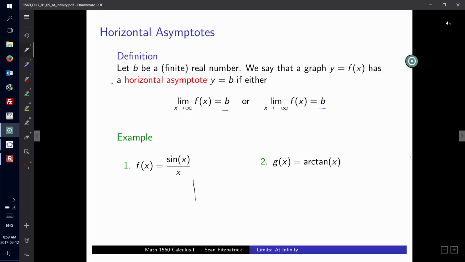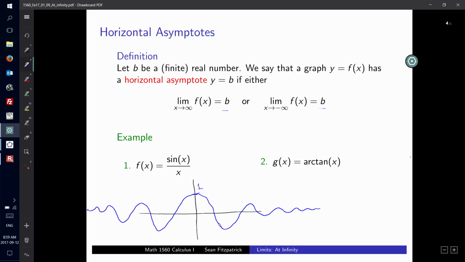And so here's an example, sine x over x. If you graph this thing, what you find is you get something that kind of goes like this. It looks like a sine function, but the oscillations get smaller and smaller, and it peters out. And it does the same thing in either direction. And so there you do have a horizontal asymptote, because if you calculate the limit of this function as x goes to infinity or minus infinity, again, you find that the limit is 0, and so you have a horizontal asymptote there.